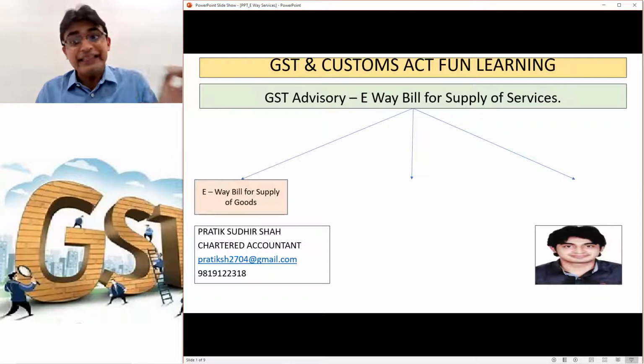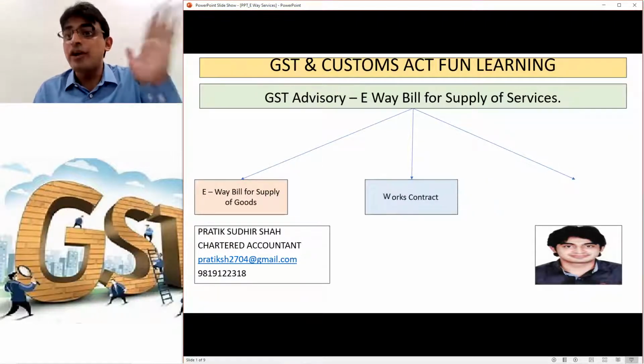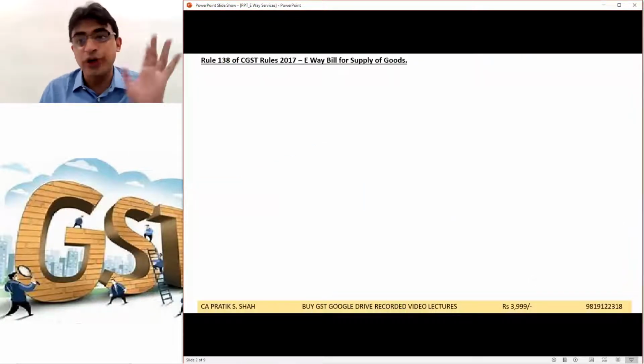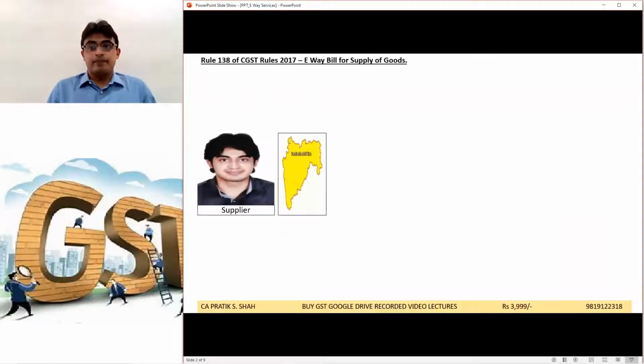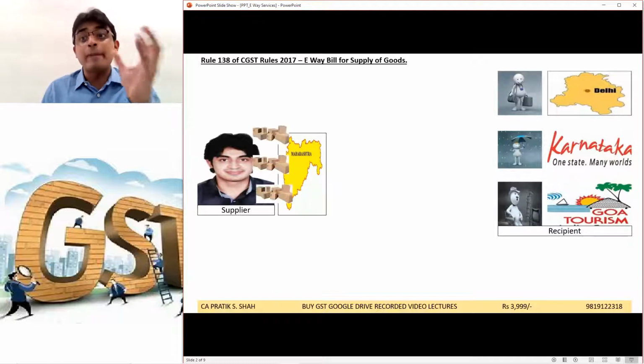First, we'll understand e-way bill for the movement of goods. Second, works contract. And part three, what is this advisory which is available on GST? Correct? So part one, e-way bill for supply of goods. Say I'm a supplier. Now these are multiple recipients, buyers. Say I'm supplying goods to them.